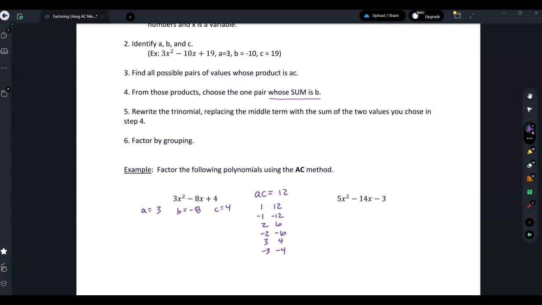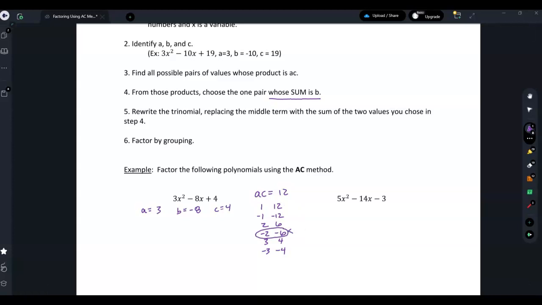So I'm saying, if I look at all these pairs of numbers and add them together, would that sum give me B, which in this case is negative 8? The first one, 1 plus 12, would be 13. Negative 1 plus negative 12 would be negative 13. 2 plus 6 would be positive 8, so that's not what I want. But this one's going to work for me: negative 2 plus negative 6. That's the one that adds to give me negative 8.